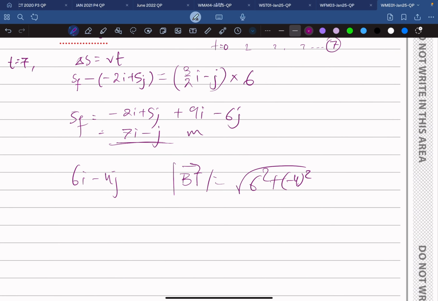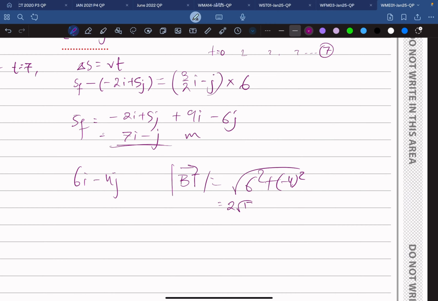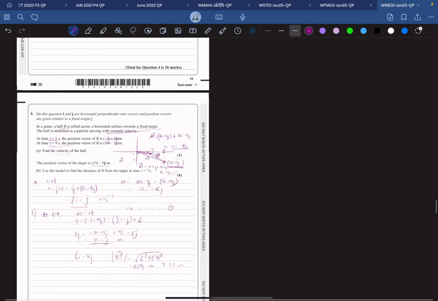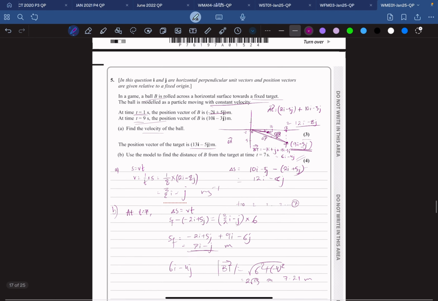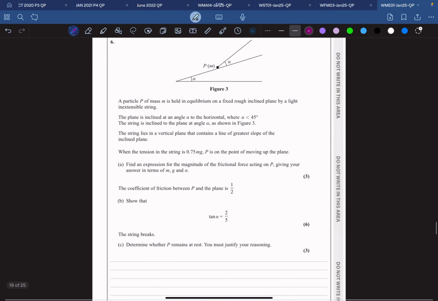6 squared plus 4 squared, that's going to be 52, and that is our answer. You can just keep it like that, or just 7.21 meters or kilometers? Meters. Yeah. How can it be kilometers in a game of football? Okay, whatever.